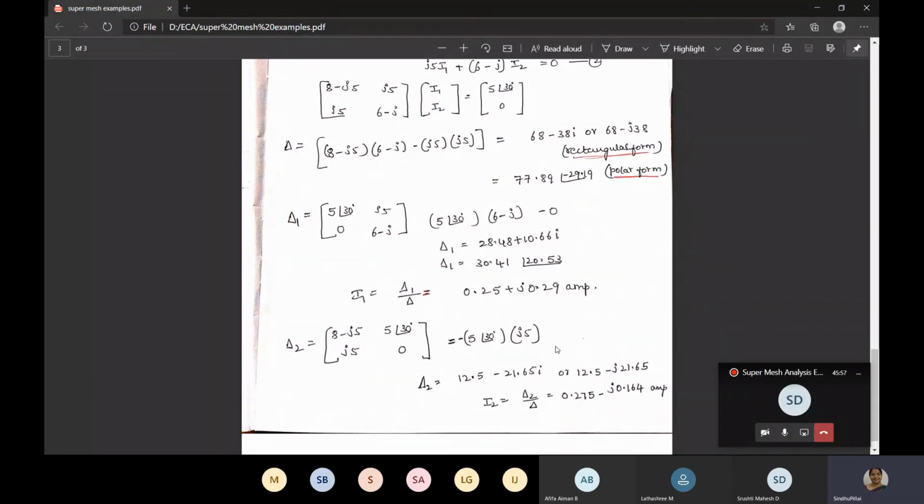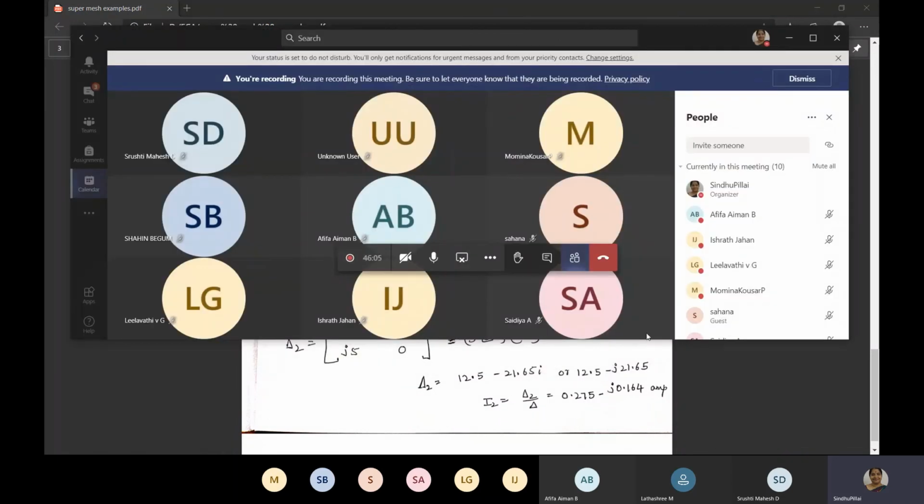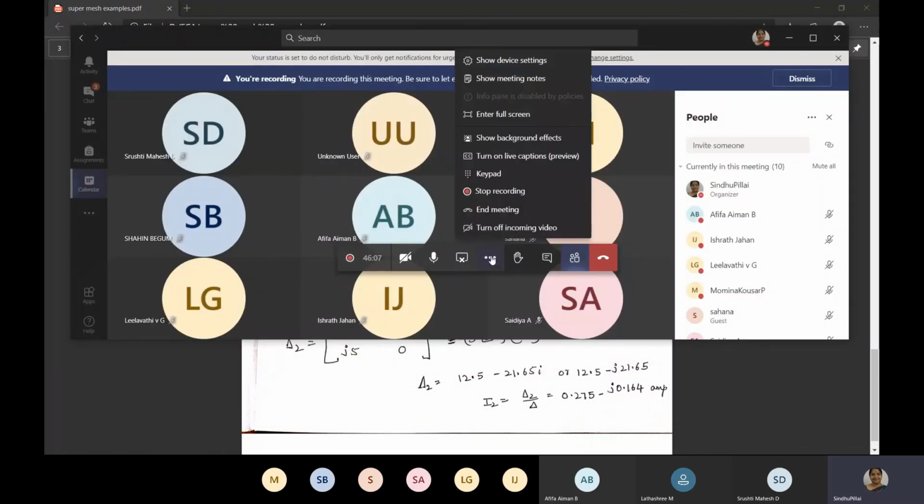So try this problem, see whether you get the same answers. If you have any problem or any doubts, you can ask me in the next class.